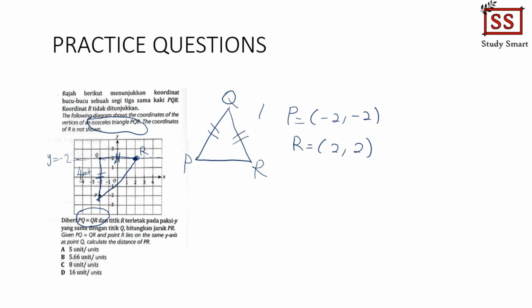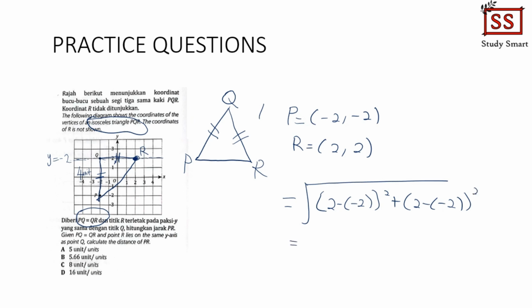Now to find the distance, you need to use the correct formula. Because the x coordinates and y coordinates are not the same, you need to use the general formula, which is the square root of x2 minus x1 squared plus y2 minus y1 squared. Now let's substitute with the actual numbers: 2 minus -2 squared plus 2 minus -2 squared.